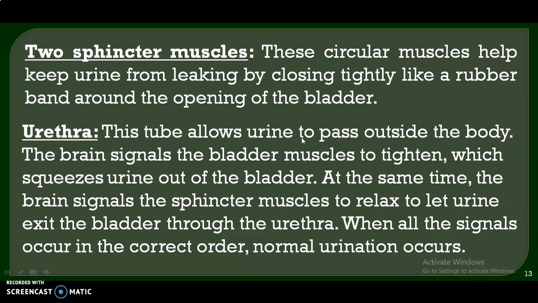यूरेथ्रा. This tube allows urine to pass outside the body. The brain signals the bladder muscles to tighten, which squeezes urine out of the bladder. At the same time, the brain signals the sphincter muscles to relax to let urine exit the bladder through the urethra. When all the signals occur in the correct order, normal urination occurs. तो ये जो urination का process है, ये कंट्रोल हो रहा है हमारे ब्रेन से.